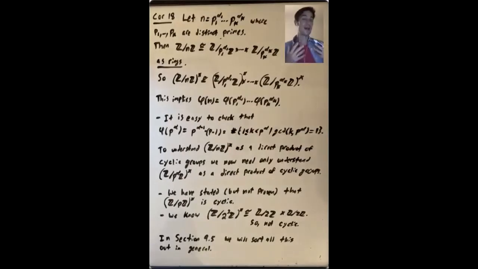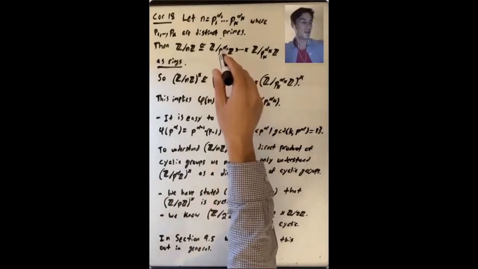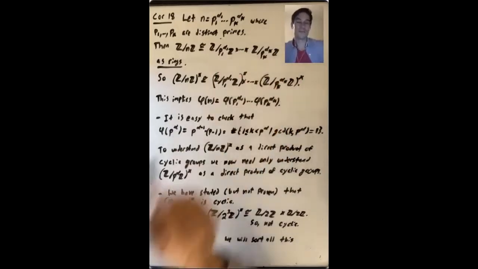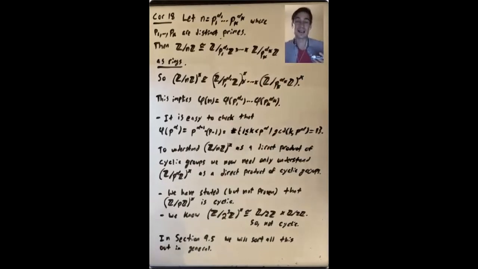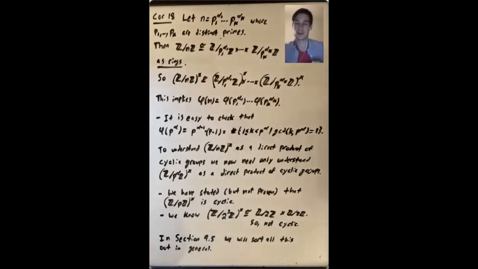I guess what I'm not saying here is that the ideals p1^α1 Z up through pk^αk Z, that set of ideals, are pairwise comaximal. Because what it means for mZ and nZ to be comaximal is that the GCD of m and n is 1. So now this statement comes directly from the Chinese remainder theorem.